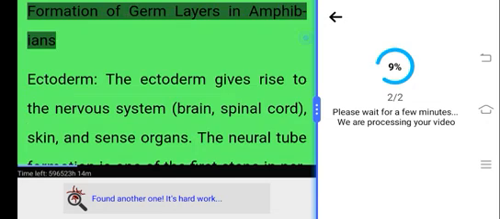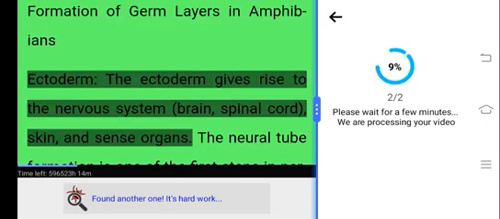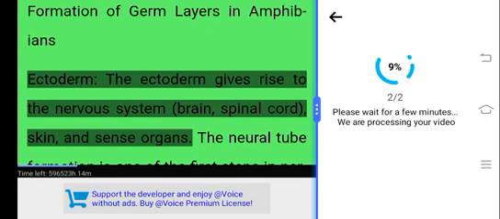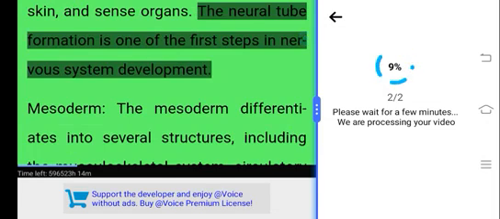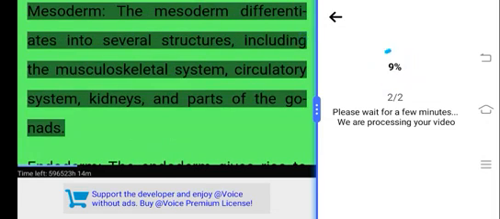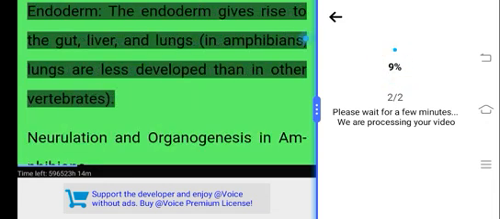Formation of germ layers in amphibians. Ectoderm. The ectoderm gives rise to the nervous system, brain, spinal cord, skin, and sense organs. The neural tube formation is one of the first steps in nervous system development. Mesoderm. The mesoderm differentiates into several structures, including the musculoskeletal system, circulatory system, kidneys, and parts of the gonads.